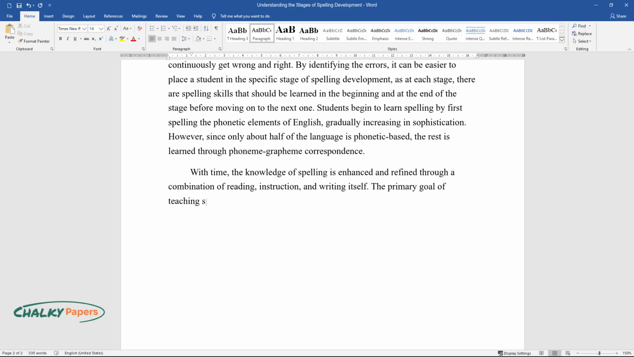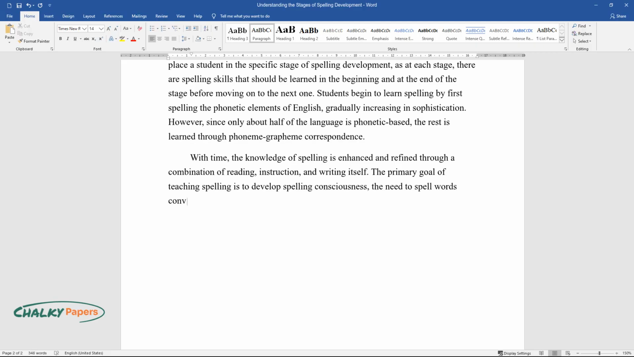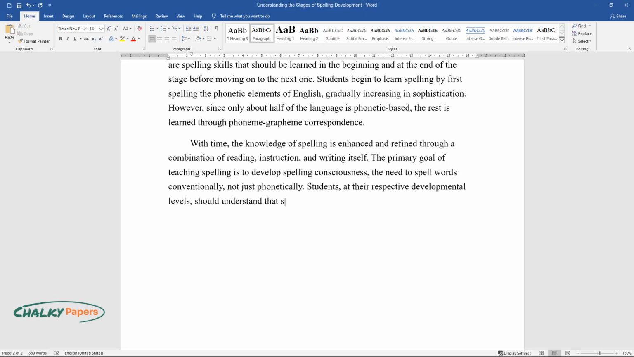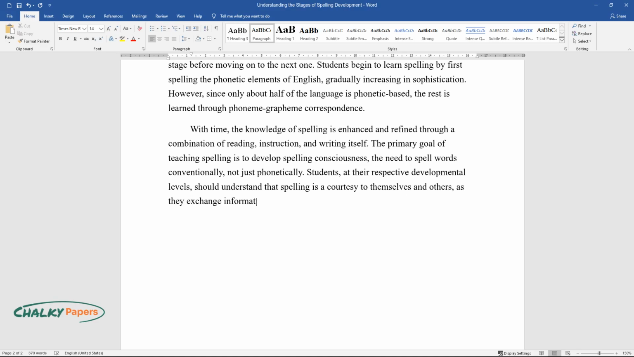The primary goal of teaching spelling is to develop spelling consciousness, the need to spell words conventionally, not just phonetically. Students, at their respective developmental levels, should understand that spelling is a courtesy to themselves and others, as they exchange information via writing or are reading anything.